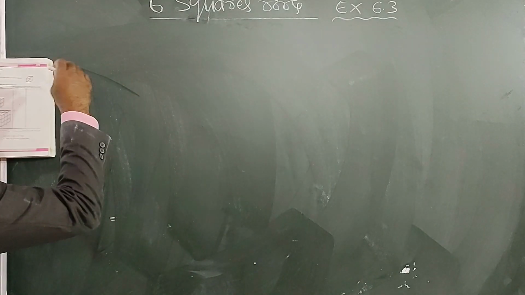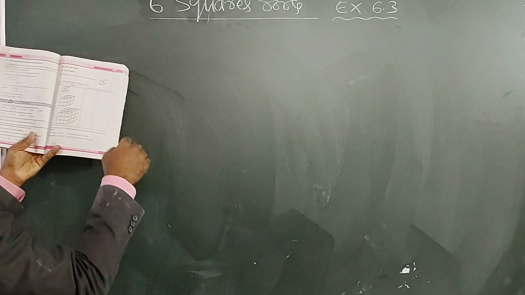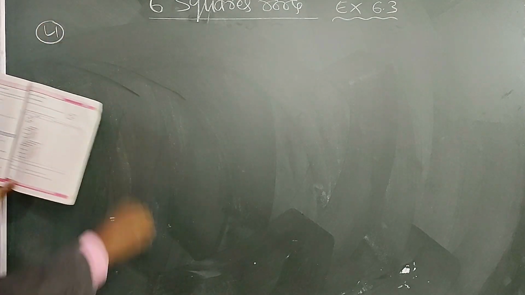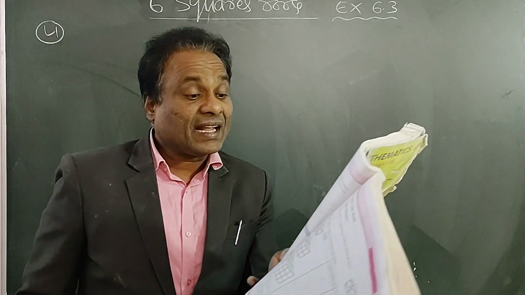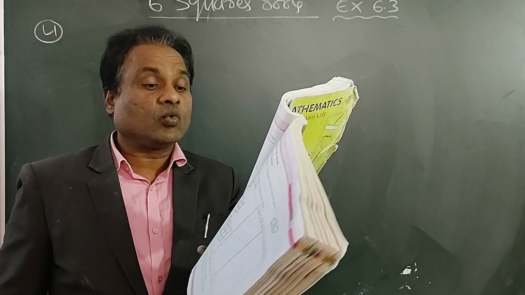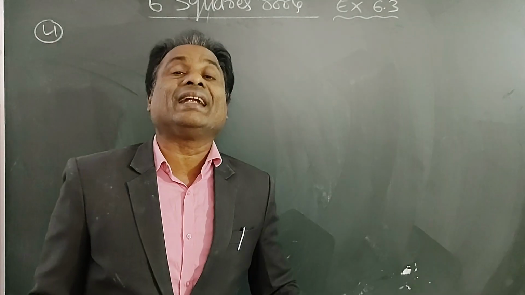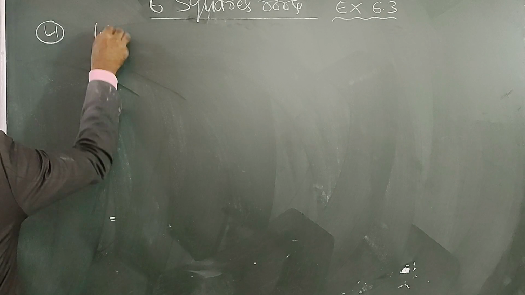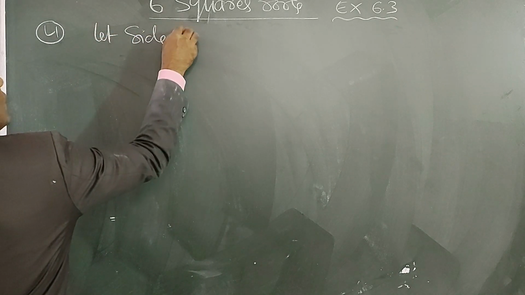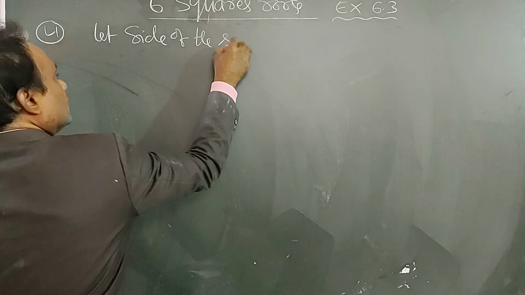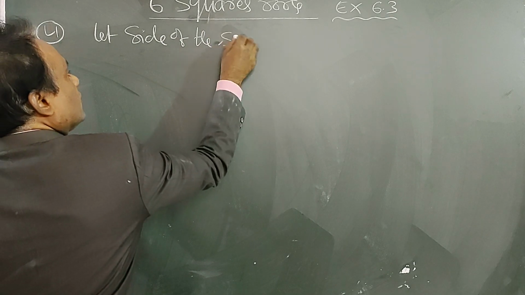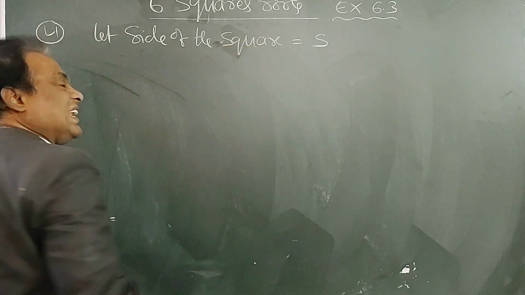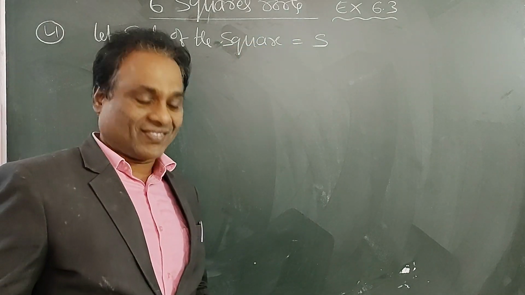Students, so we completed first and second. Now I am solving the fourth one. Find the length of the side of the square whose area is 4489. See here. Let the side of the square be S. Let us take the side of the square as S.